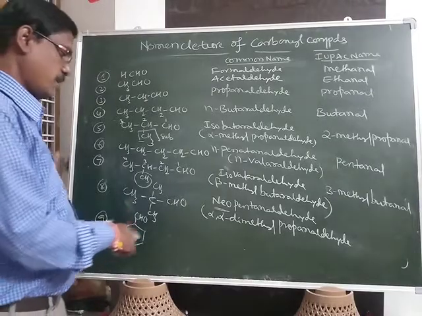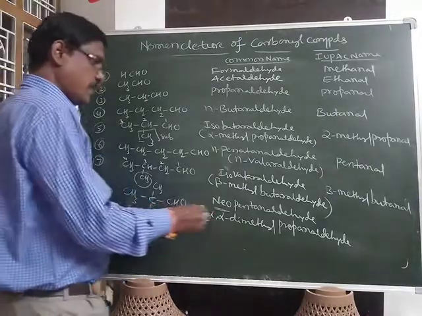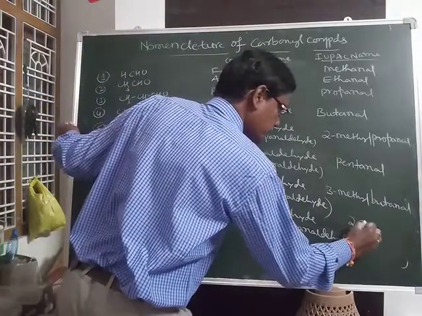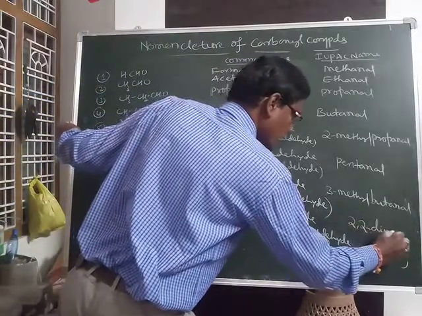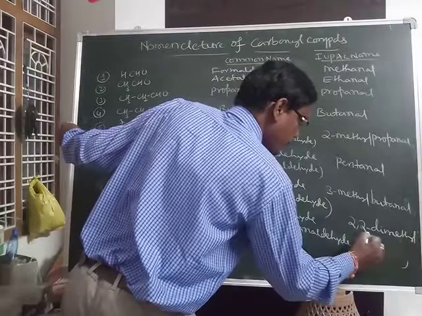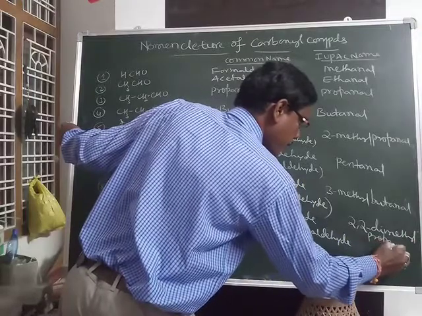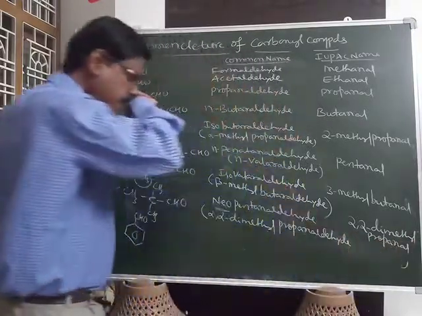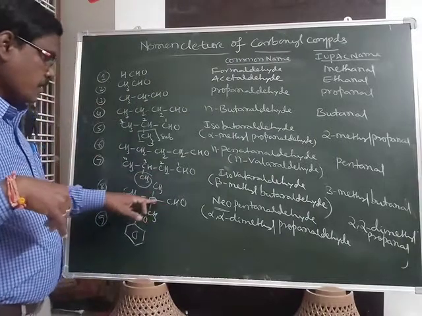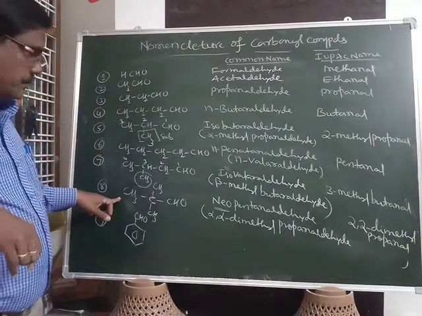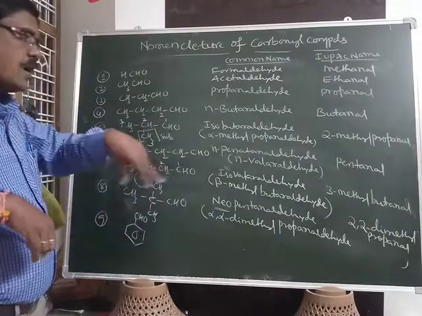But the IUPAC name, this alpha is replaced by 2,2. 2,2 dimethyl propanaldehyde. Okay, 2,2 dimethyl. The number of carbons is 3, and that's why prop plus an plus al, propanal.